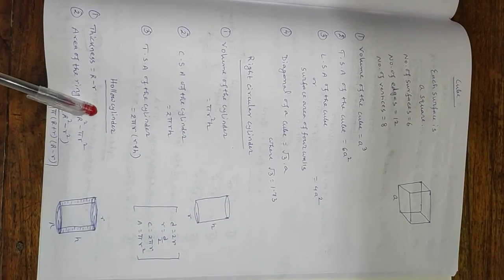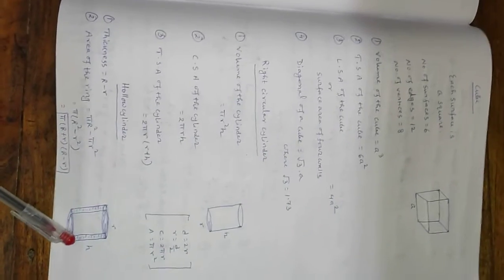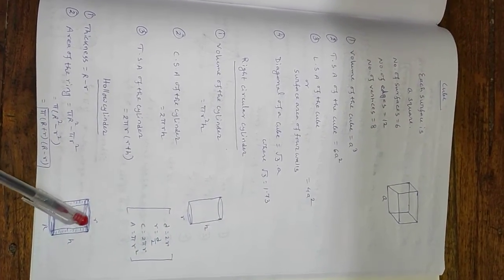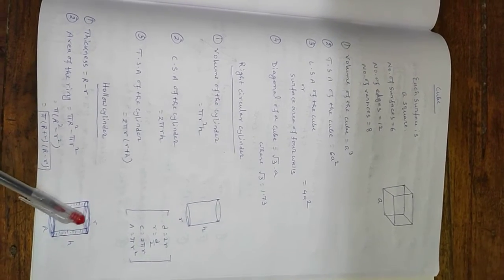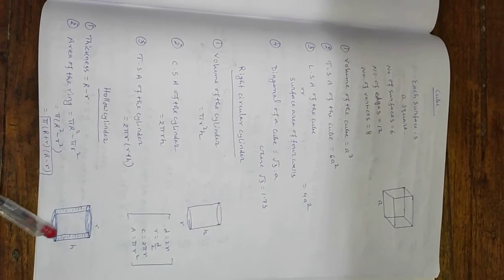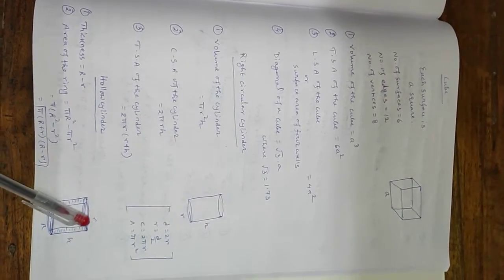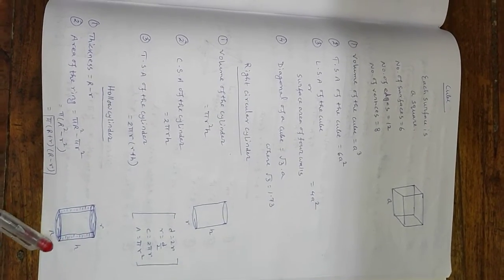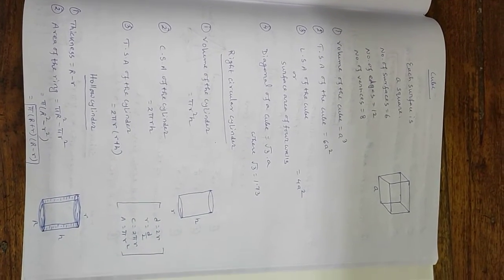Next figure, hollow cylinder. Hollow cylinder is like this structure, where inside is empty and the material thickness will be there. Near the edge there are 2 circles. For the small circle, small radius, for the big circle, big radius. You can understand there are 2 circles, one is big and one is small. So the thickness of the figure will be big radius minus small radius.